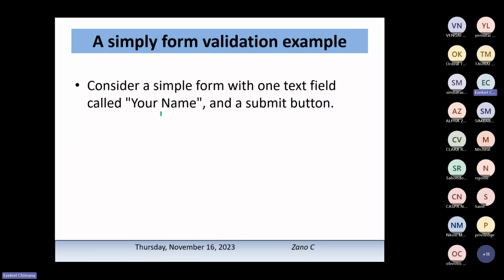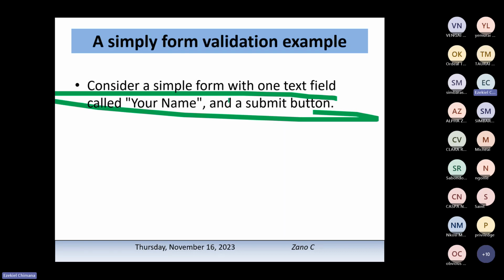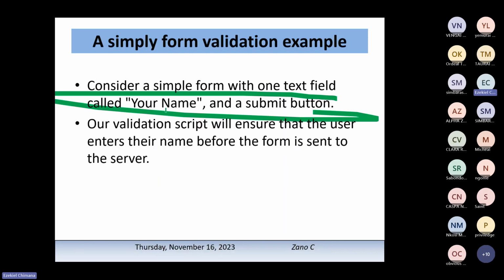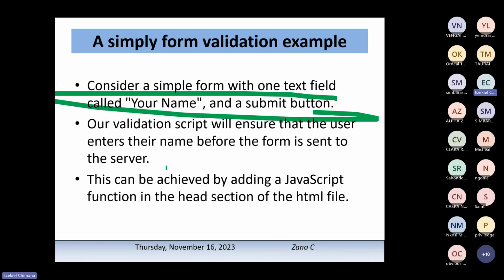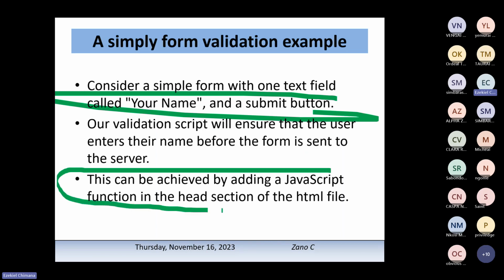So a simple form validation example. Consider a simple form with one text field called your name and a submit button. We have these two input fields. So our validation script will ensure that the user enters their name before the form is sent to the server side. This can be achieved by adding a JavaScript function in the head section of the HTML.